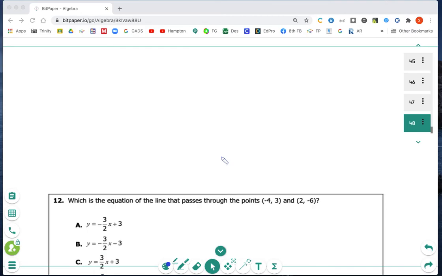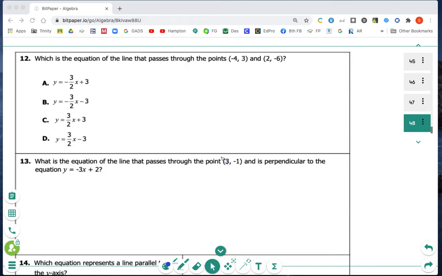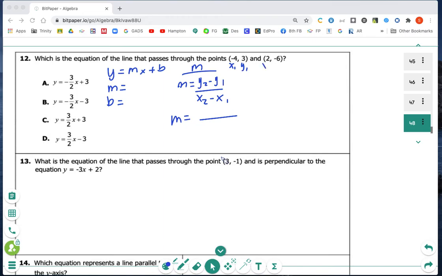Number 12. Which is the equation of the line that passes through these two points? So the first thing that I need to do is y equals mx plus b, m equals, b equals. Find my slope. m equals y2 minus y1 over x2 minus x1. This is x1, y1, x2, y2. Negative 6 minus 3, and 2 minus negative 4.